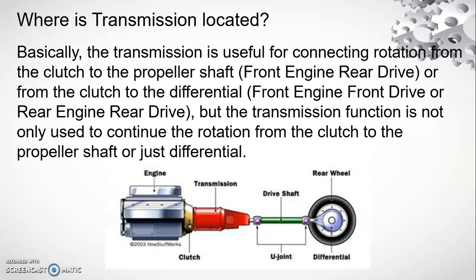Where is the transmission located? Basically, the transmission is useful for connecting rotation from the clutch to the propeller shaft, from engine to drive, or from the clutch to the differential, or from engine front drive or rear engine to drive. But the transmission function is not only to continue the rotation from the clutch to the propeller shaft or just the differential.